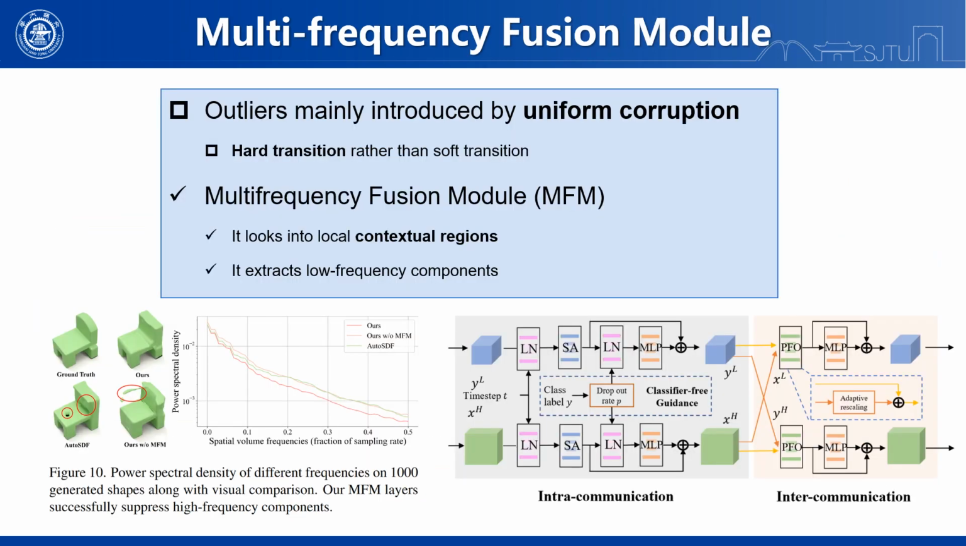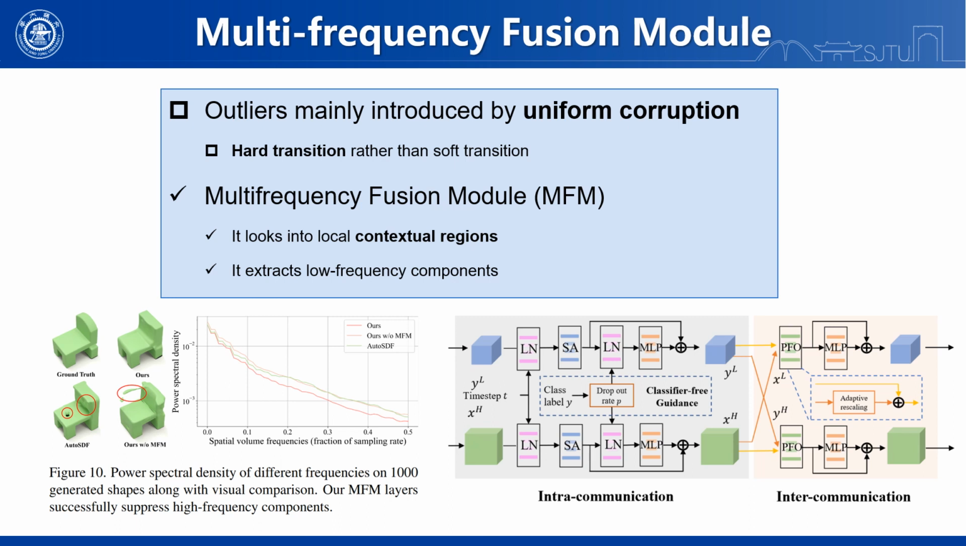But we still observe noisy surfaces with outliers from generated shapes, mainly introduced by categorical corruption. Namely, our categorical corruption has equal probability to transit a token into any completely irrelevant shape tokens, and it is hard to recover the correct category of this shape token. To remedy this issue, inspired by the observation that corrupted tokens' neighbors still possibly remain unchanged and provide dependencies, we develop a multi-frequency fusion module.